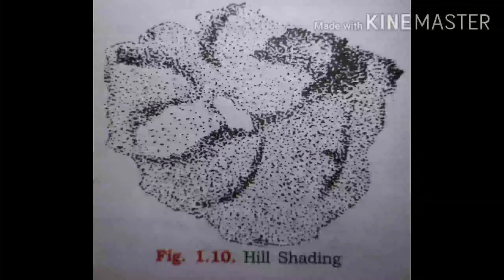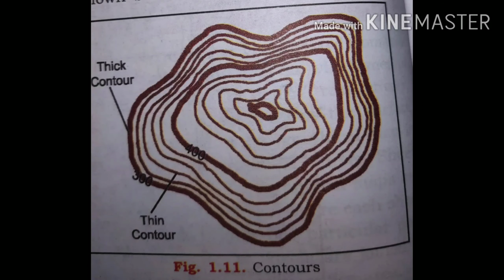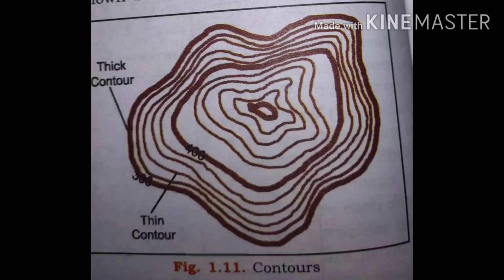The next method of showing physical features is hill shading. In this method, different shades are used to show the slopes of the hill, as you can see in the diagram. The next method of representing physical features is contour lines, and this method is most widely used in our maps. So what are contour lines?